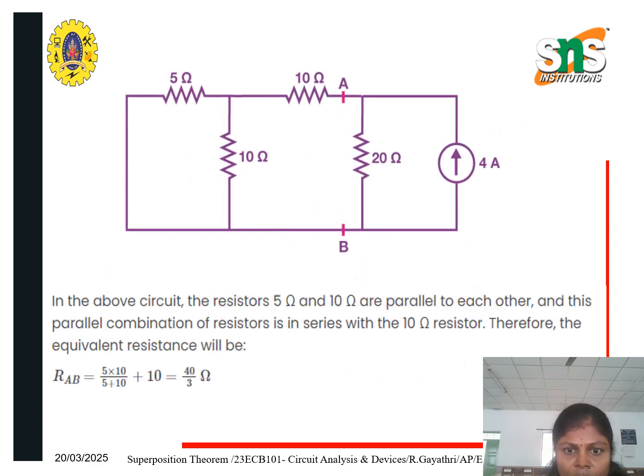In the above circuit, the resistors 5 and 10 are parallel to each other, and this parallel combination of resistors is in series with the 10 ohm resistor. Therefore, the equivalent resistance will be 5 into 10 by 5 plus 10, plus 10, which is equal to 40 by 3 ohm.